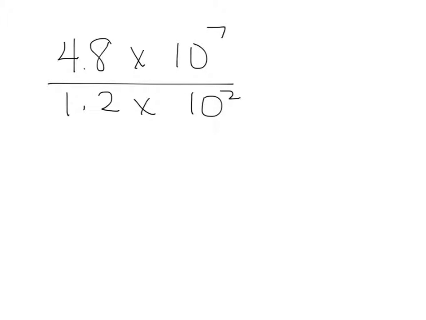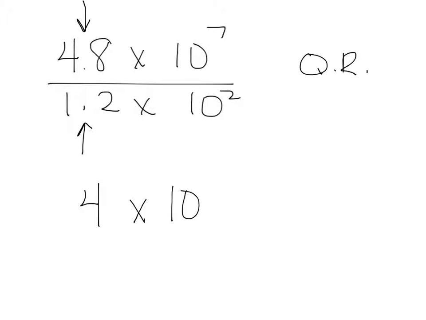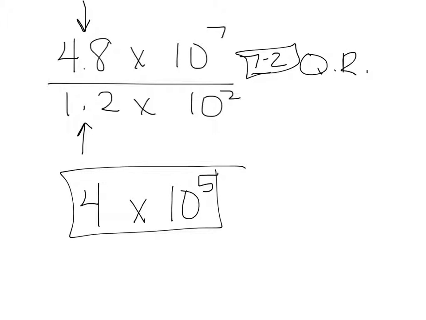We can divide numbers that are in scientific notation also. Just like last time, we're going to take the two coefficients and divide. 4.8 divided by 1.2 is 4. And then we're going to go 10 to the seventh divided by 10 to the second. That's the quotient rule we're going to use right there, and get 10 to the fifth. 7 minus 2 is a subtraction problem we're doing right there. So multiplying and dividing with scientific notation numbers, pretty straightforward.